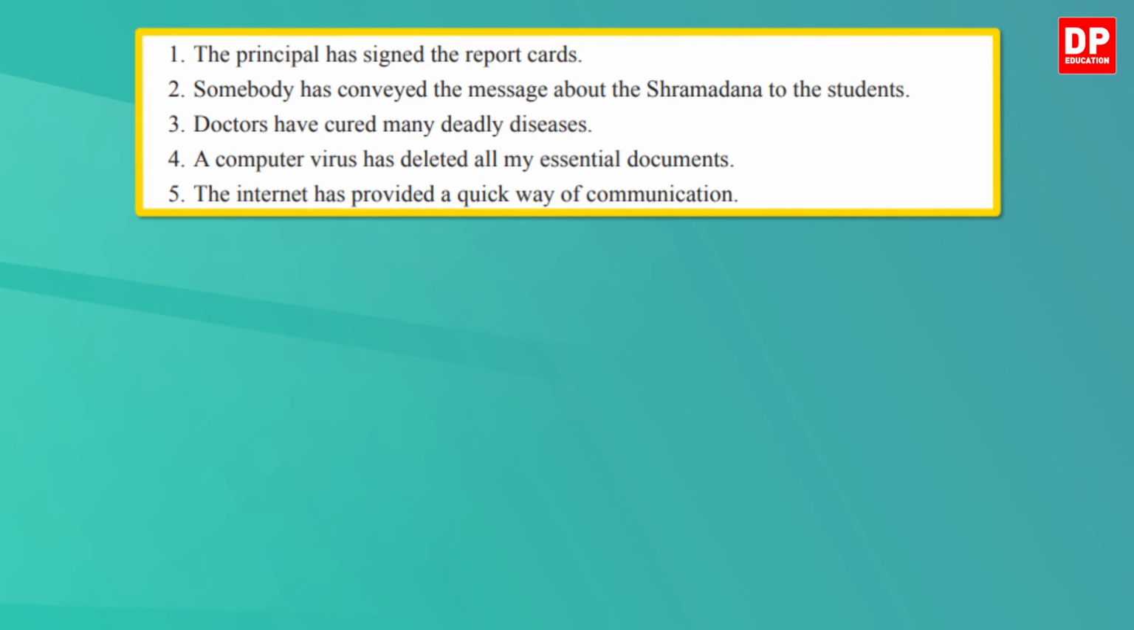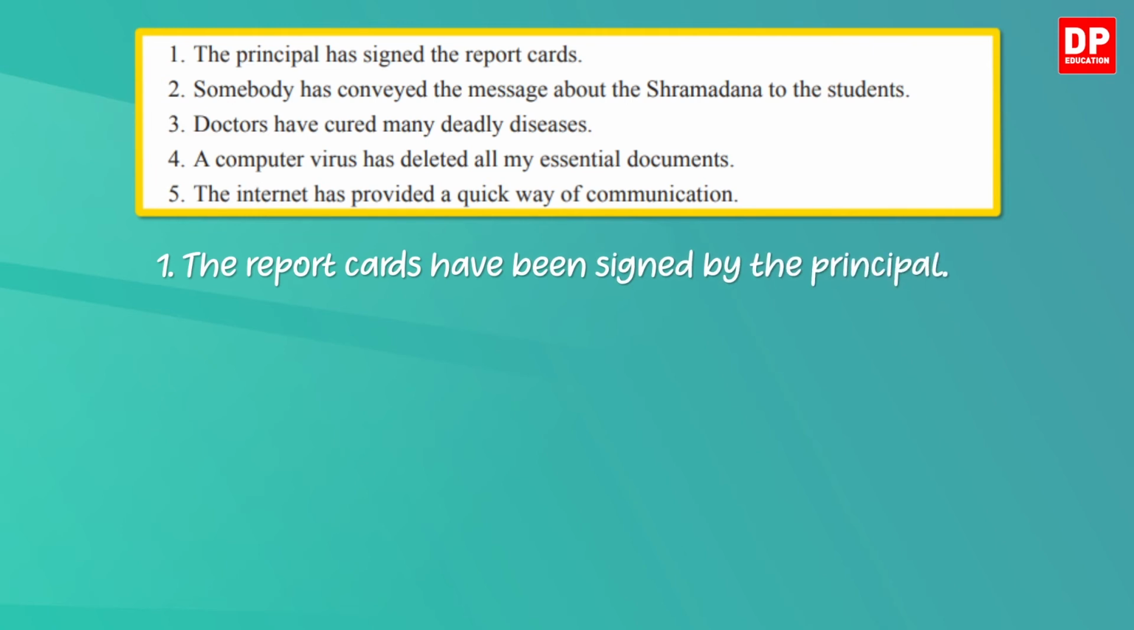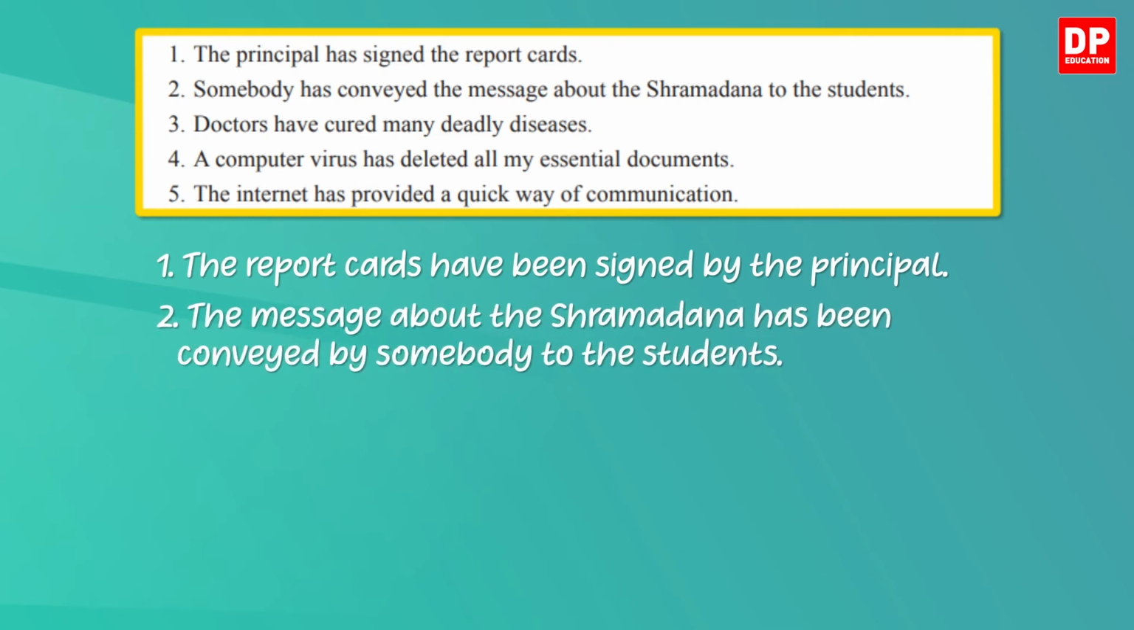Okay children, we'll discuss the answers now. The first sentence is, the principal has signed the report cards. So let's move the object to the front and write the passive sentence now. What is it? The report cards have been signed by the principal. Okay, the second one. Somebody has conveyed the message about the Shramadana to the students. Okay, so how do you write this in passive form? The message about the Shramadana has been conveyed by somebody to the students.